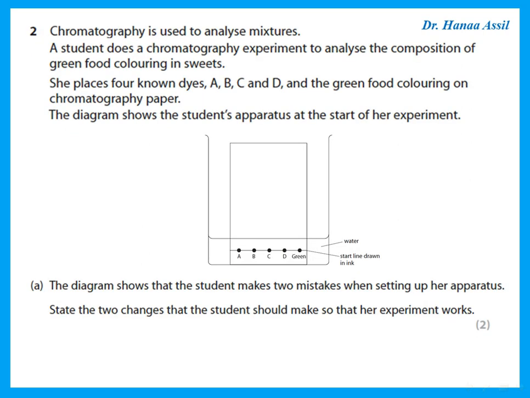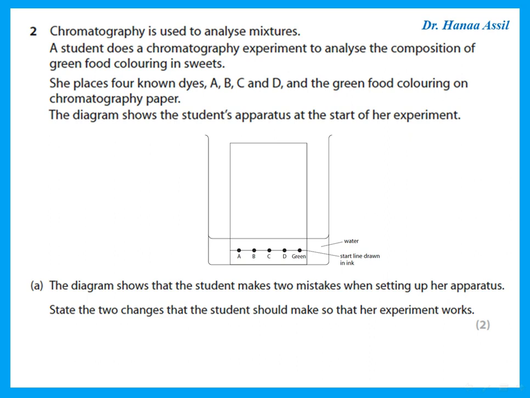This question is about chromatography. A student does a chromatography experiment to analyze the composition of green food coloring in sweets. She places 4 known dyes and the green food coloring on chromatography paper. The diagram shows that the student makes 2 mistakes when setting up her apparatus. State the 2 changes that the student should make to her experiment so that her experiment works.